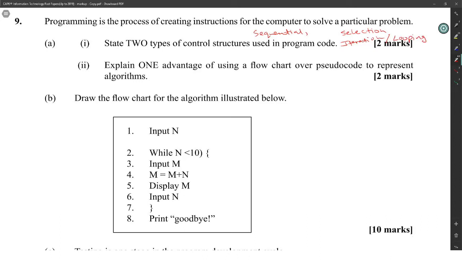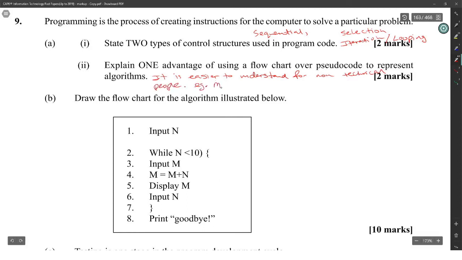Explain one advantage of using a flowchart over pseudocode to represent algorithms. It is easier to understand for non-technical people. Yeah, and because it said explain, a little example will help you out. Example: managers and executives.